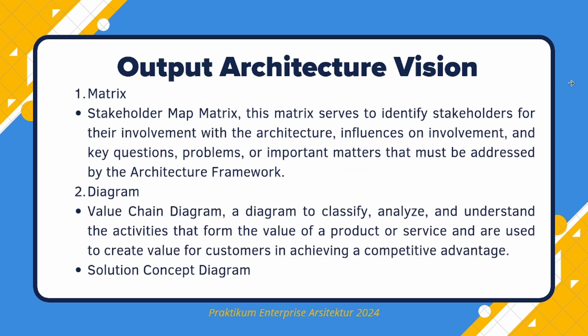Next is the output of the architecture vision. The architecture vision has two outputs. The first is the matrix, which is the stakeholder map matrix. This matrix serves to identify stakeholders for involvement with the architecture, influence on involvement, and key questions, problems, or important matters that must be addressed by the architecture framework.